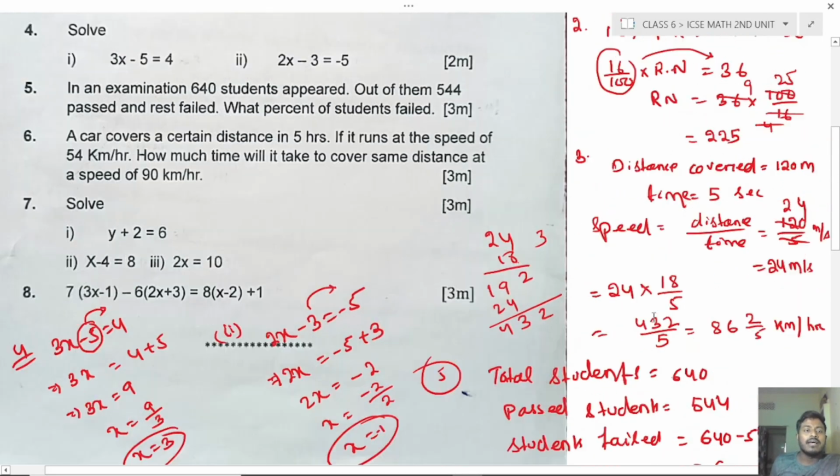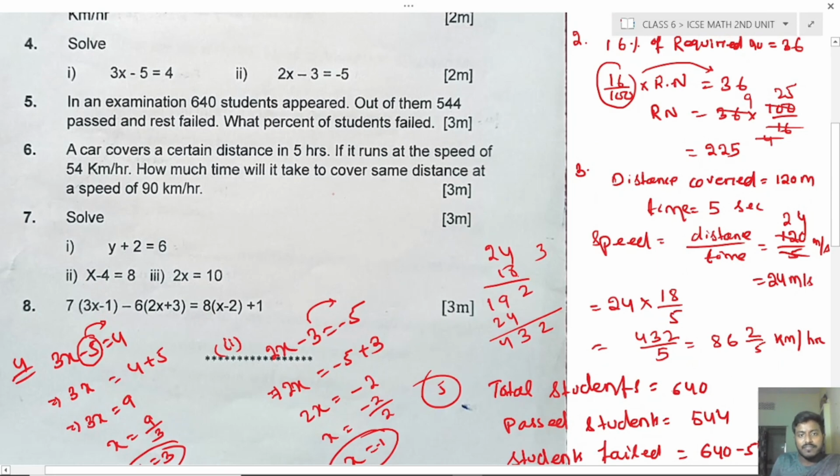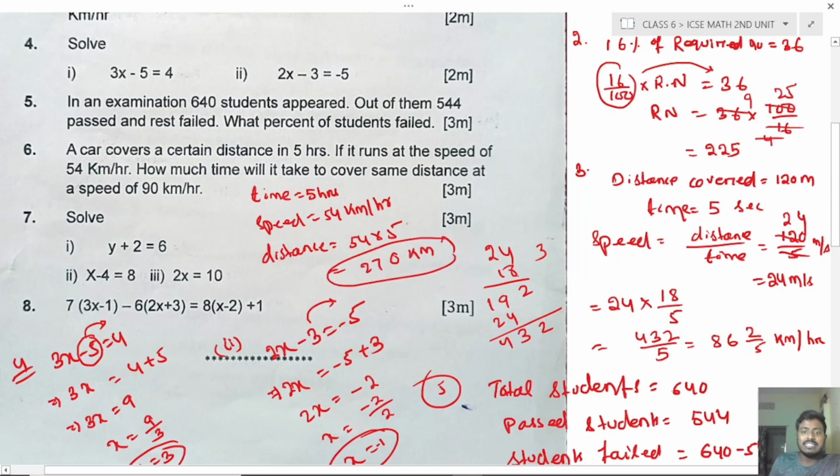Next question. A car covers a certain distance in 5 hours. So time is given. We can write time equal to 5 hours. If it runs at the speed of, so speed equal to 54 km per hour. How much time will it take to cover the same distance? First find out the distance. So what is the formula for the distance? The distance equal to speed into time. So 54 into 5, that is 270 kilometers. Means this distance is covered at a speed of 90. So how much time will it take?